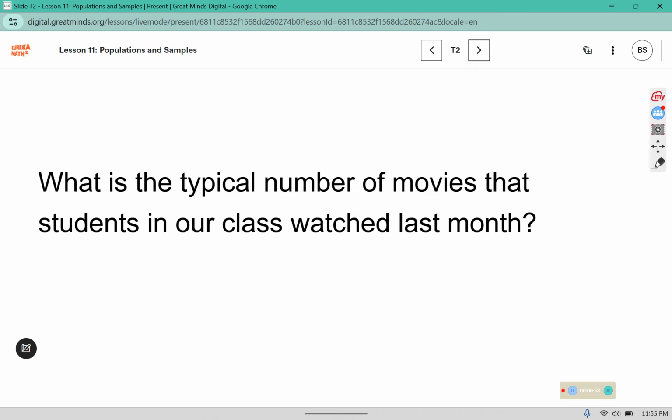What is the typical number of movies that a student in our class watched last month? This is a statistical question because we can answer the question by collecting data on the number of movies that different students watched last month. And their responses can vary. Some people might watch more movies, and some people might watch less.